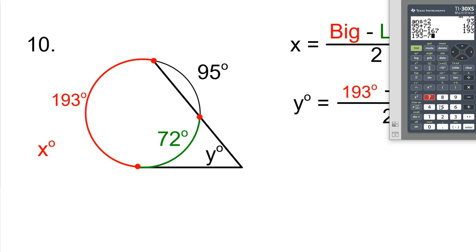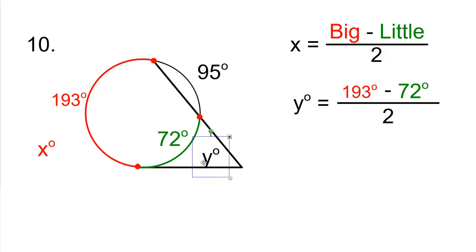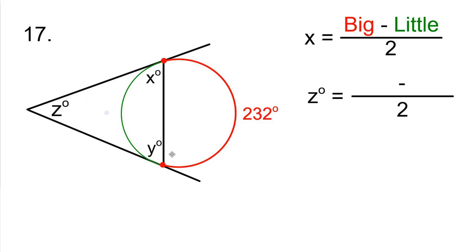193 minus the inside angle 72, and then I'm going to divide that by 2, which leaves me with 60.5. So y is going to be equal to 60.5. I don't think I did that one, but that is your answer. All right, 17. This is a good one.